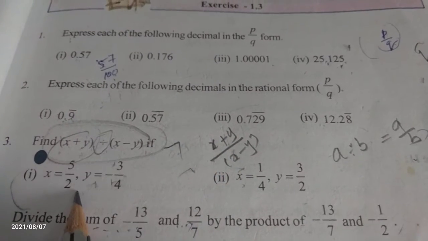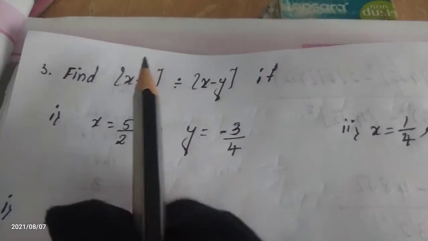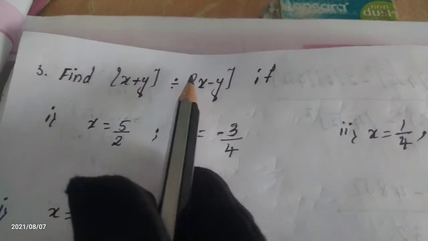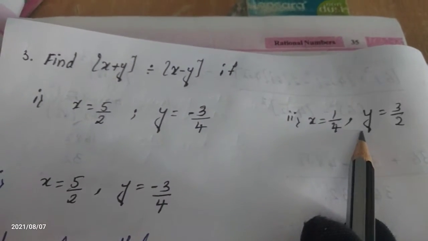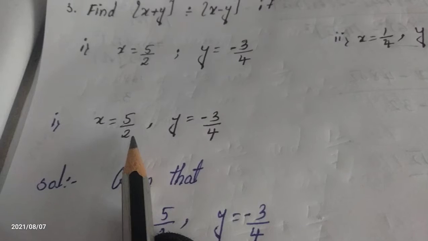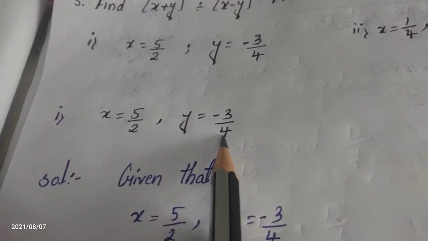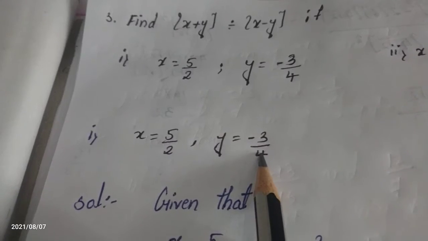I can explain the first question. Let's see how we can do it. Can you see the answer? What is it? Find x plus y divided by x minus y. In the first question, x is equal to 5 by 2 and y is equal to minus 3 by 4. These x and y values are given. We just have to substitute them in this expression.